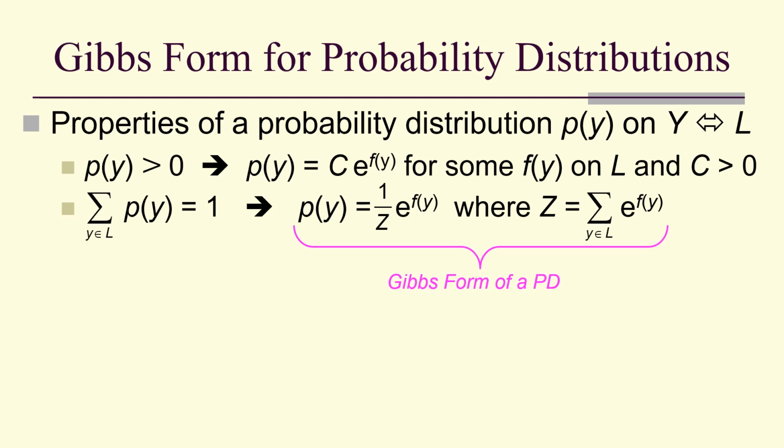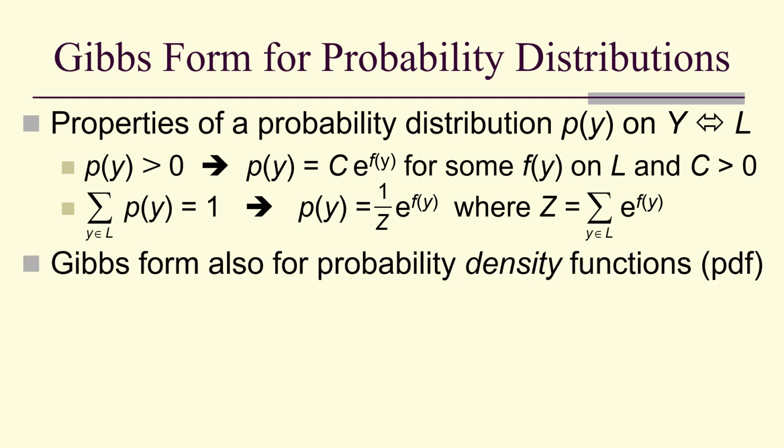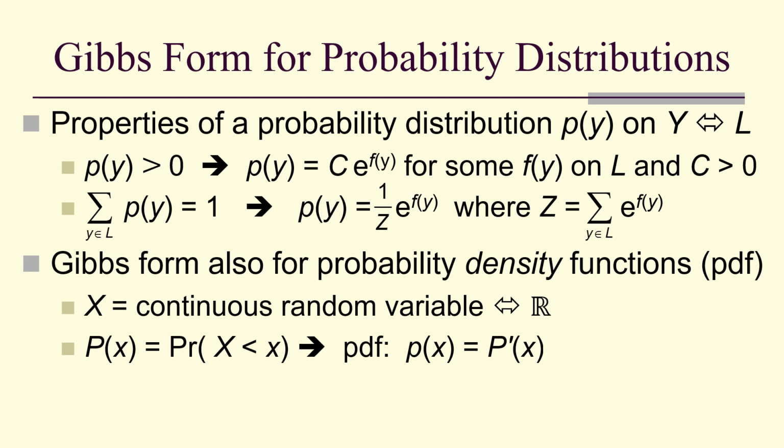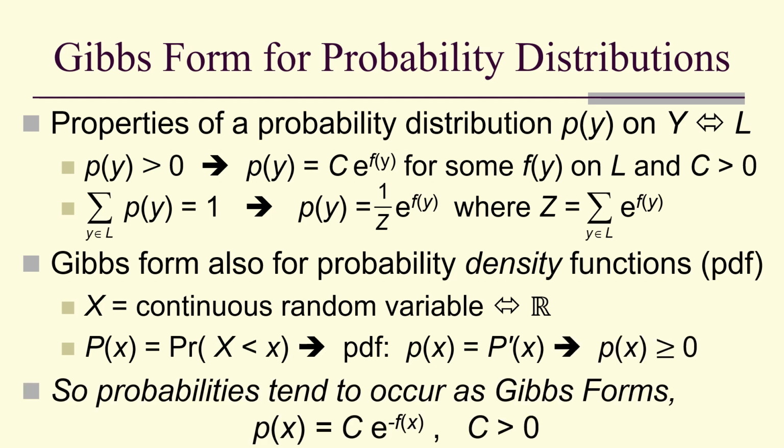And this is what's known as the Gibbs form of a probability distribution, and Z is called the partition function. Now, we also use Gibbs forms for probability density functions, and we'll do this later. Just to mention, if we've got a continuous random variable X, then the cumulative distribution function is P of x, and its derivative, if it exists, is the probability density function, and it's non-negative, and we can therefore also assume it's in this sort of Gibbs form.